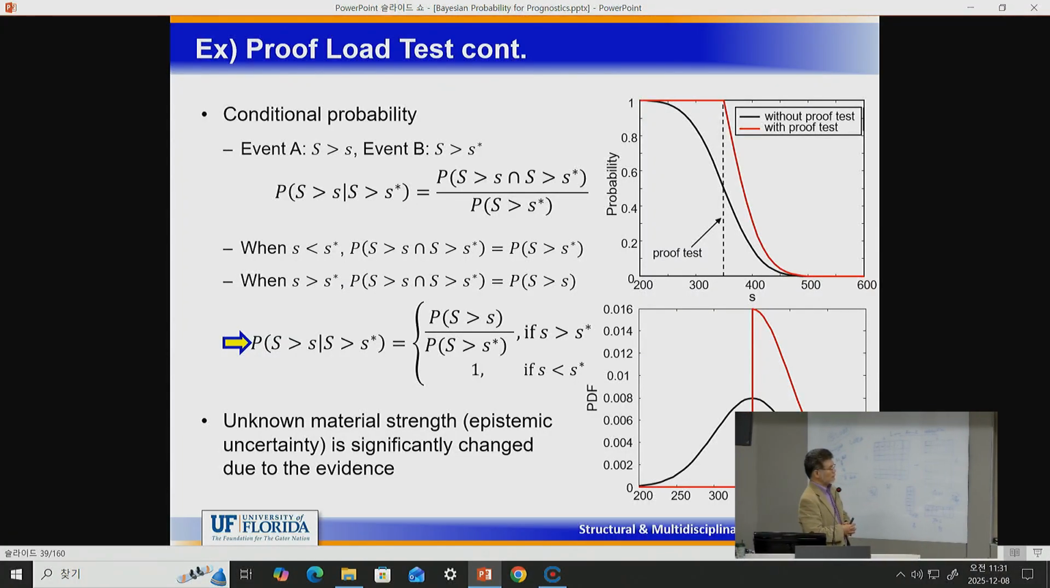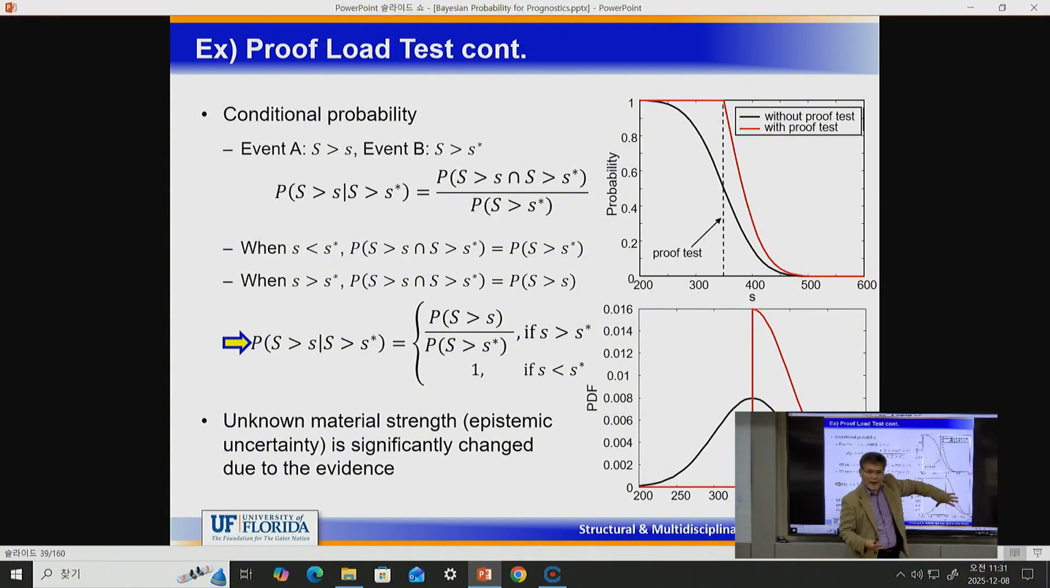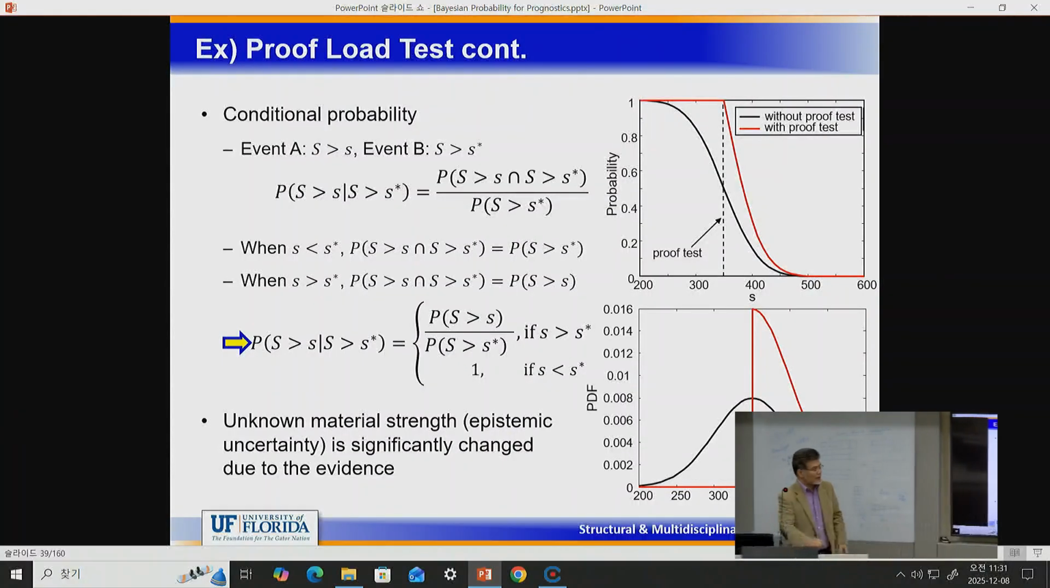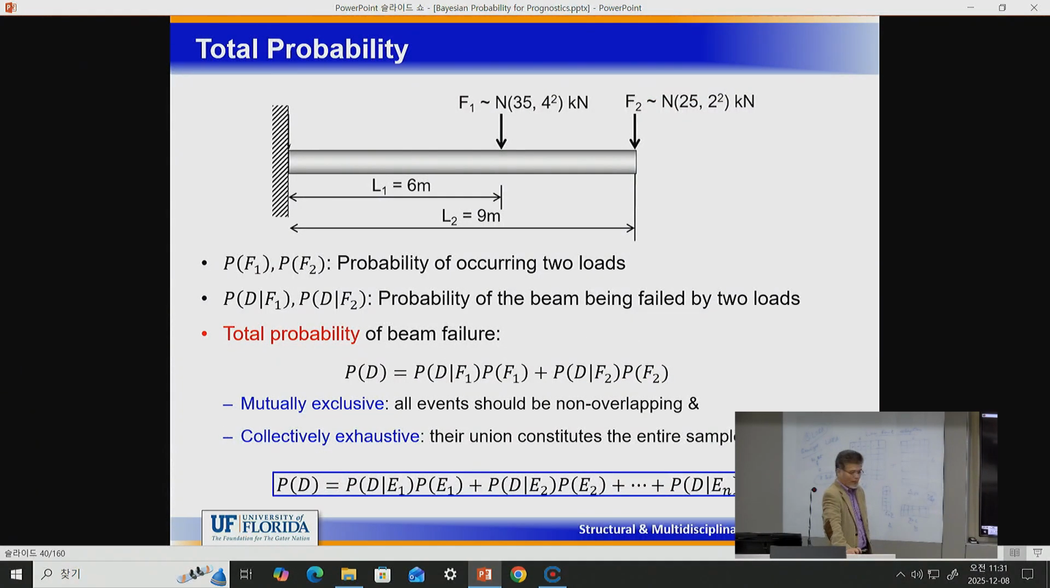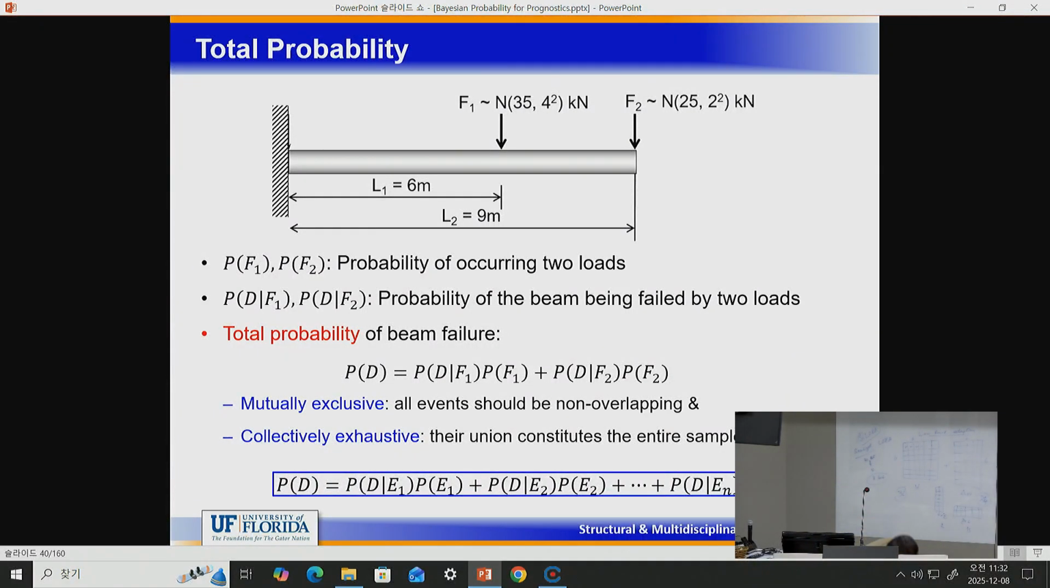But if you look at the level of uncertainty, this is the original level of uncertainty, and this is the level of uncertainty after you have a proof test, even if you don't have a failure. It's kind of like supervised learning in data-driven methods, and also semi-supervised learning. So there is some kind of data, any kind of data, that is not fully labeled data. You can utilize that data for improving your knowledge. Total probability. Any questions so far?